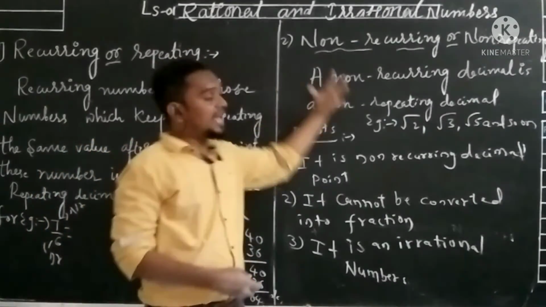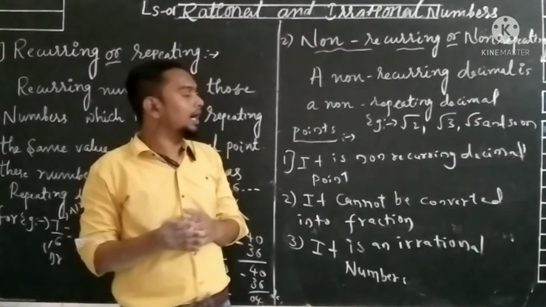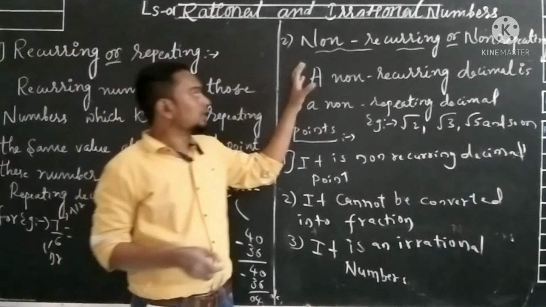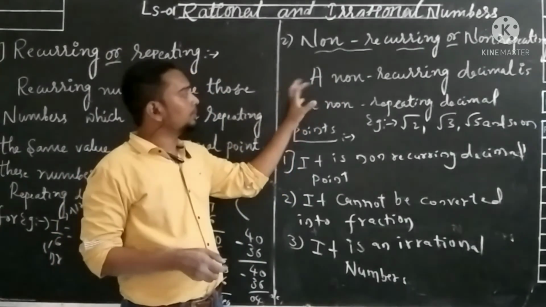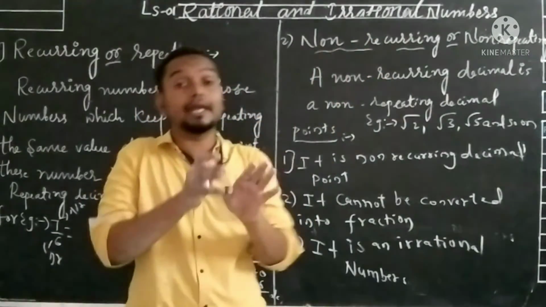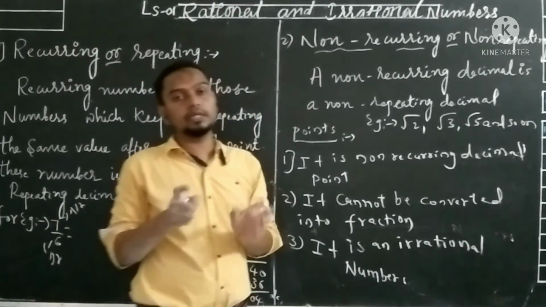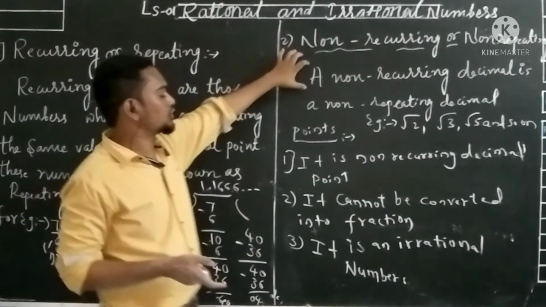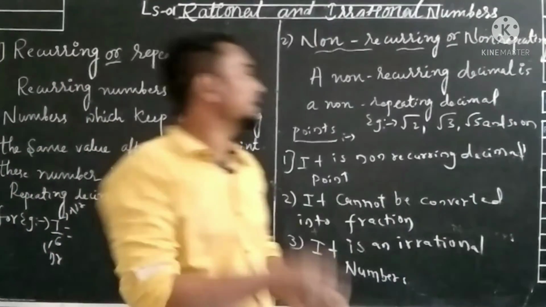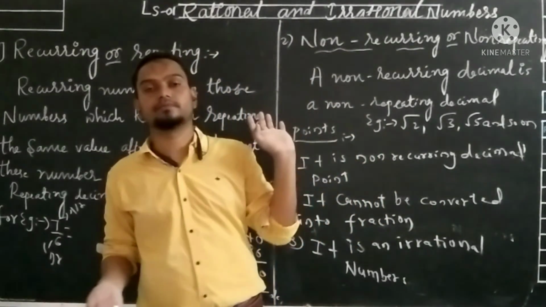First point, it is a non-repeating or non-recurring decimal. It cannot be converted into fractions. Next, third point, it is an irrational number.